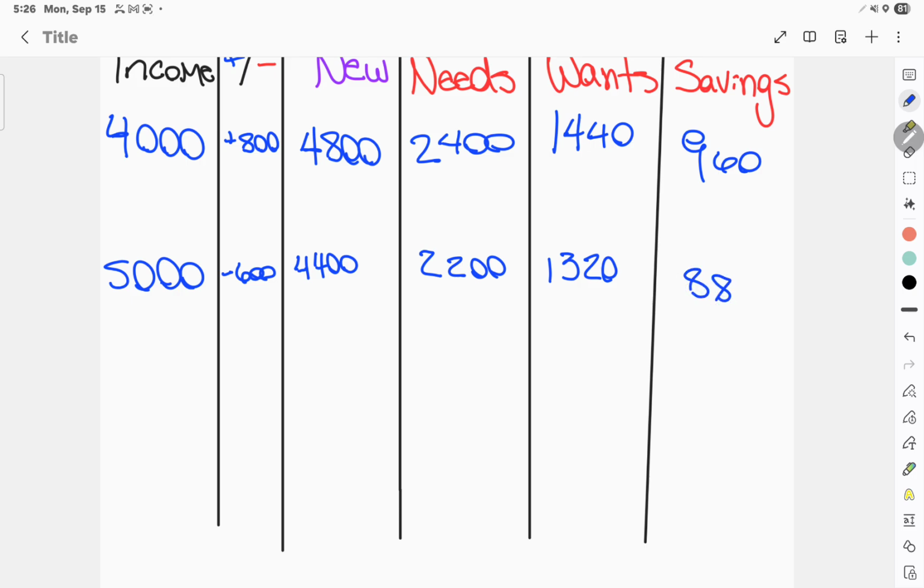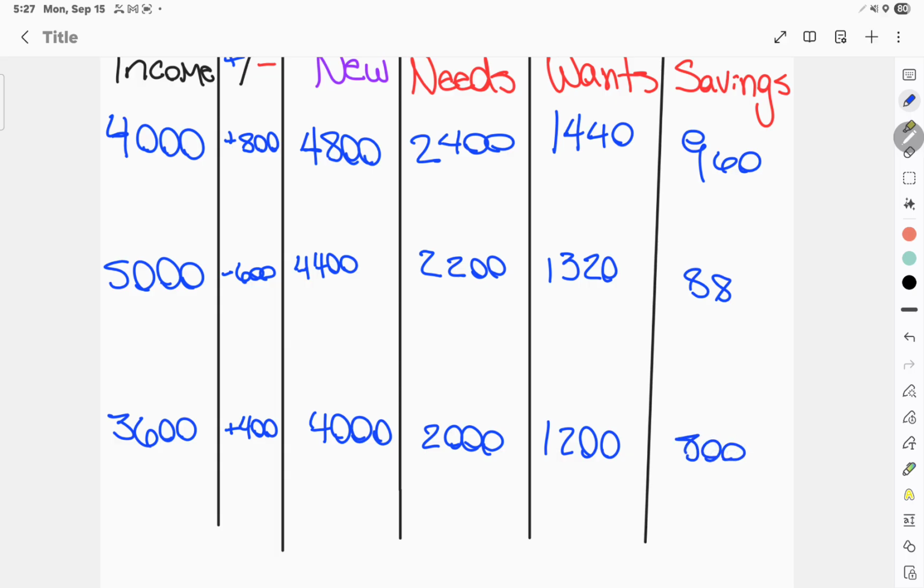All right, one more example, and then that'll be it for lesson 2. So 3,600. And we are going to add $400 per month. This becomes $4,000. Nice even number for us to work with. Half of 4,000 is 2,000 for your needs. Then 30% of 4,000 is 1,200. And then 20% of 4,000 is 800 towards savings.